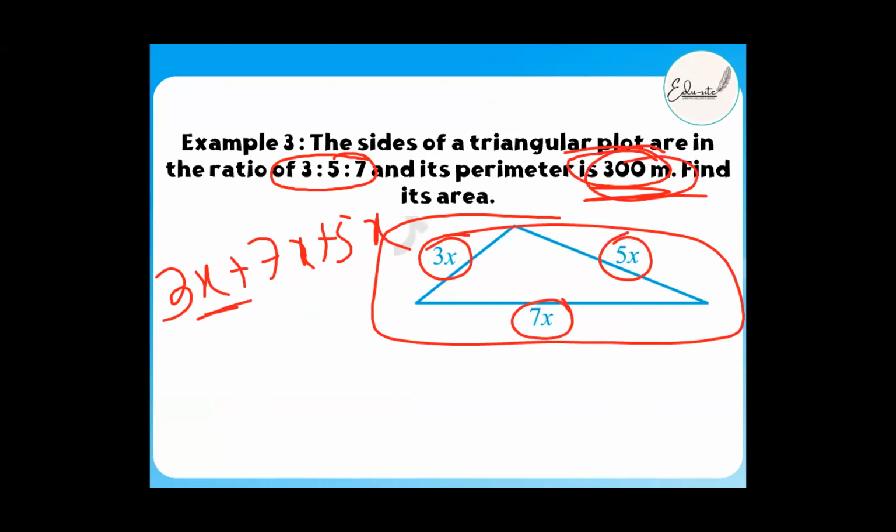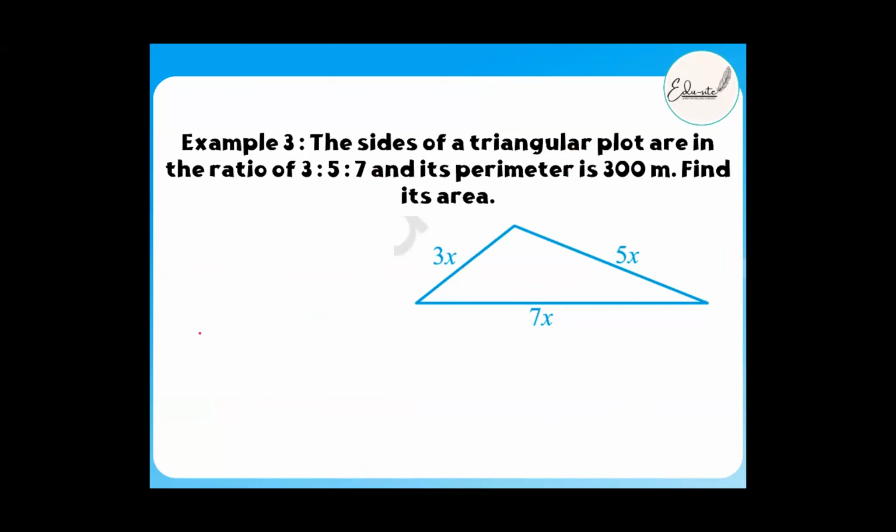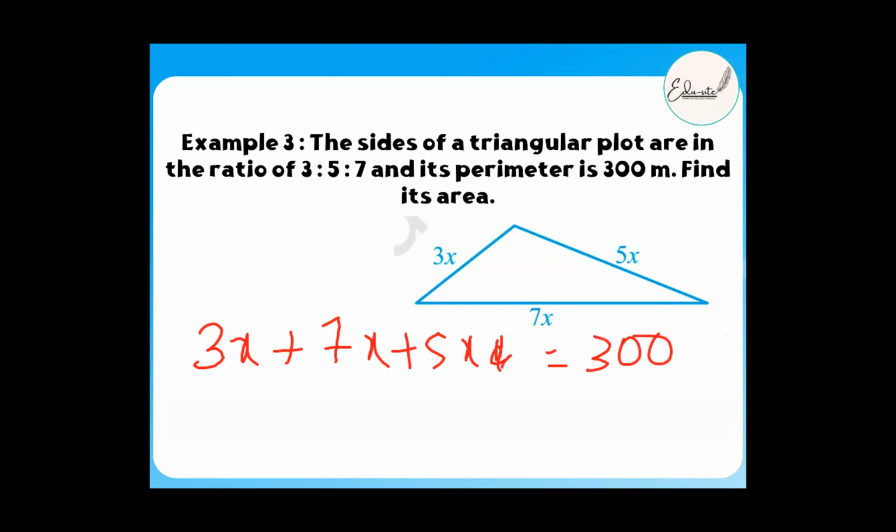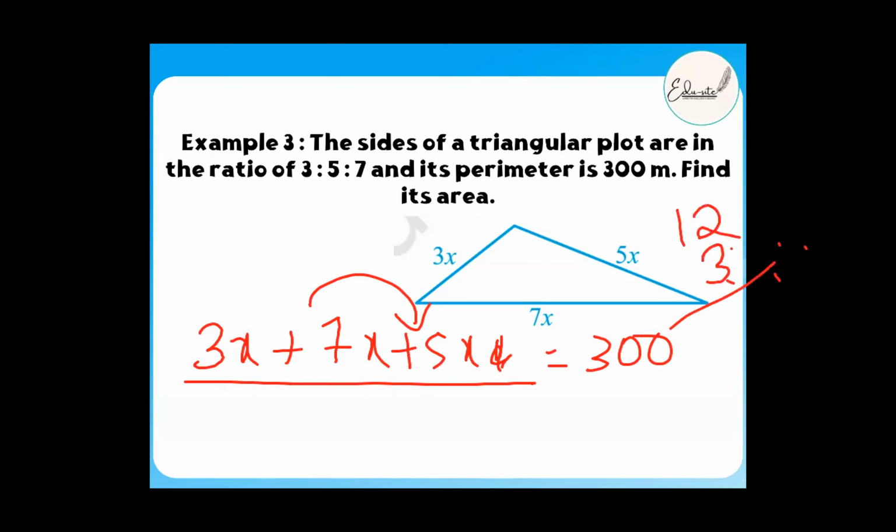You have to calculate x and apply for each. How will you do this, Laiba? 3x plus 7x plus 5x is equal to 300, and you're going to add up all of these. 7 plus 5, what is 7 plus 5? Is it 12? What is 12 plus 3? Laiba, I cannot hear you. 15. So it is 15x is equal to 300.